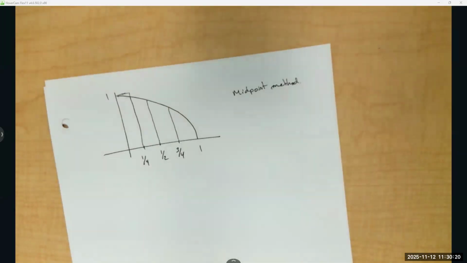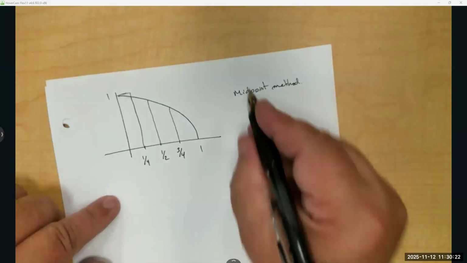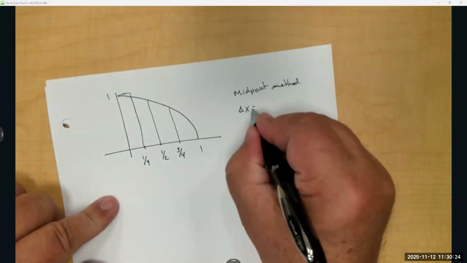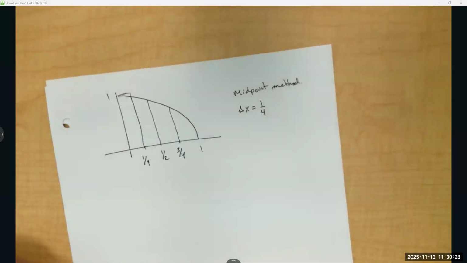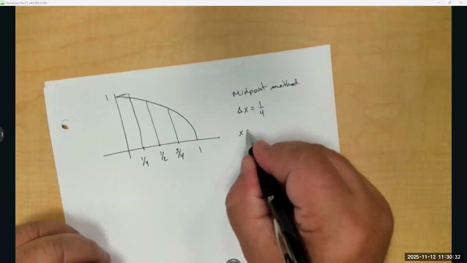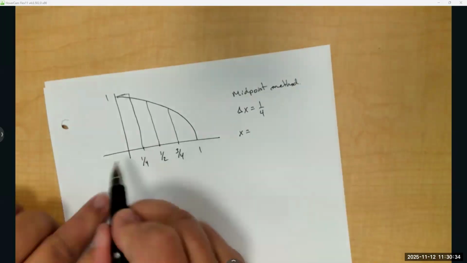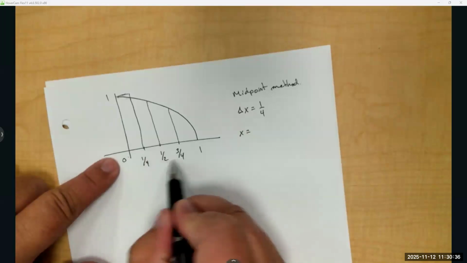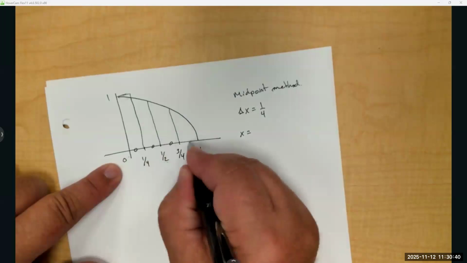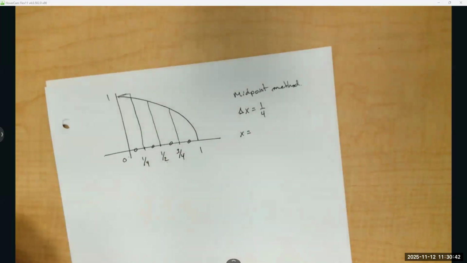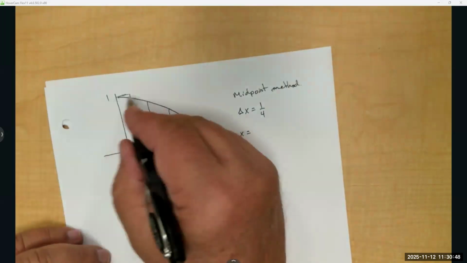What do you think this one is? Because we're going to still keep our delta X as 1/4. We're keeping our delta X 1/4. But what changes now are the X's that we use. Instead of using 0, 1/4, we'll now use the midpoints of all these intervals. Why would we do that? Let's see what happens here.